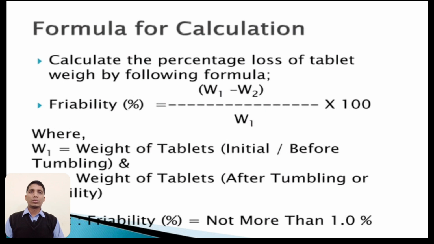Then we come to the formula for the calculation. Calculate the percentage loss of the tablets by the following formula. Friability in percentage equals W1 minus W2 divided by W1, multiplied by 100. W1 is the initial weight of the tablets before the test, and W2 is the weight of the tablets after tumbling, after being revolved in the friability apparatus for 100 rotations. Then we can calculate the percentage loss of weight during the friability testing. The friability should not be more than 1% of the initial total weight.